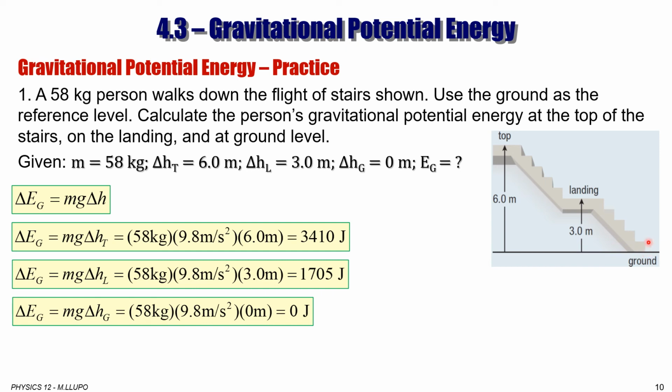As you're moving from bottom up, as you're moving higher and higher from what we call a reference level, the gravitational potential energy is increasing. So that's how you see the relationship between gravitational potential energy and the height relative to the reference level.